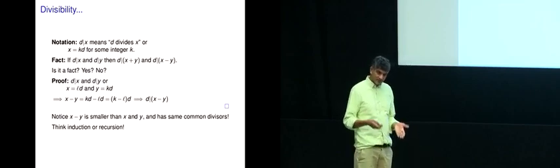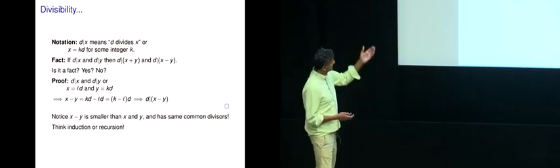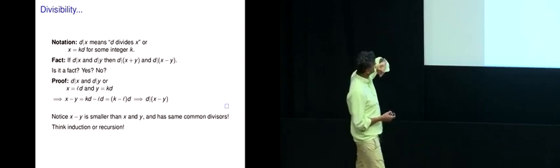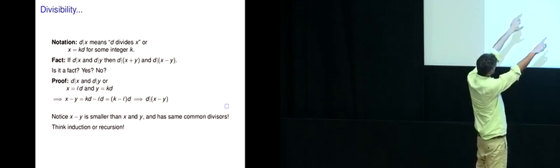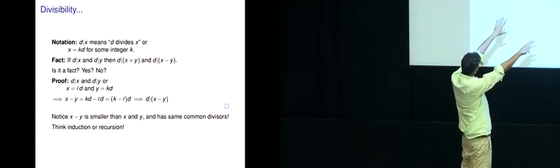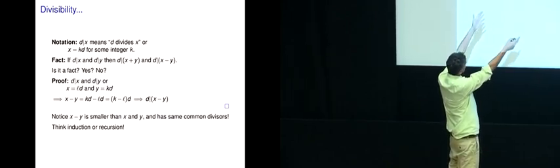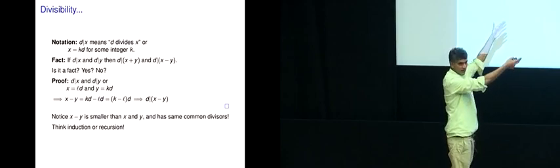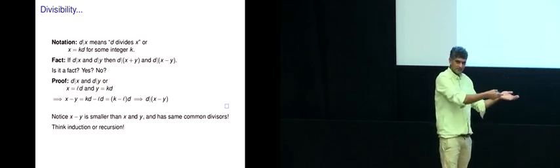You should be thinking induction or recursion at this point. Immediately this fact says, look, this is an amazing fact. d divides x and d divides y, but let me pick these two: d divides y and d divides x minus y. Now, if x minus y is smaller, which it usually is, then I have a procedure that only needs to work with y and x minus y, which is smaller. So I can assume it works by induction. So that's Euclid's algorithm.